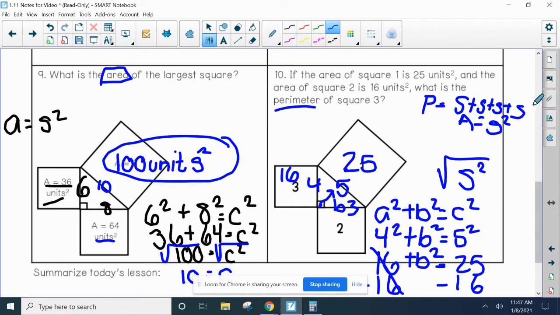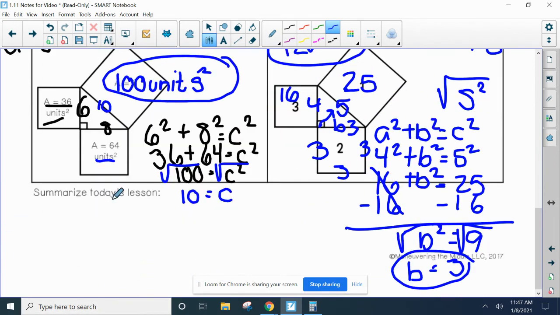It didn't ask us for an area, so we have to say 3 plus 3 is 6, plus 3 is 9, plus 3 is 12. And did I do that right? There's 4 sides of 3, 4 groups of 3. 4 times 3 is 12. So 12 units, not squared, because we're talking about perimeter. Our perimeter is 12 units.